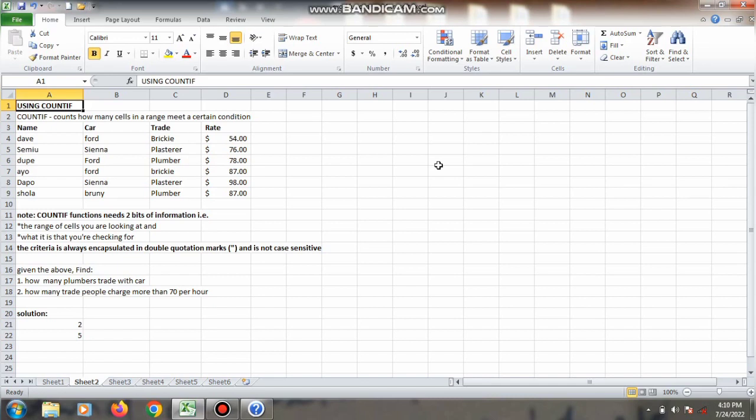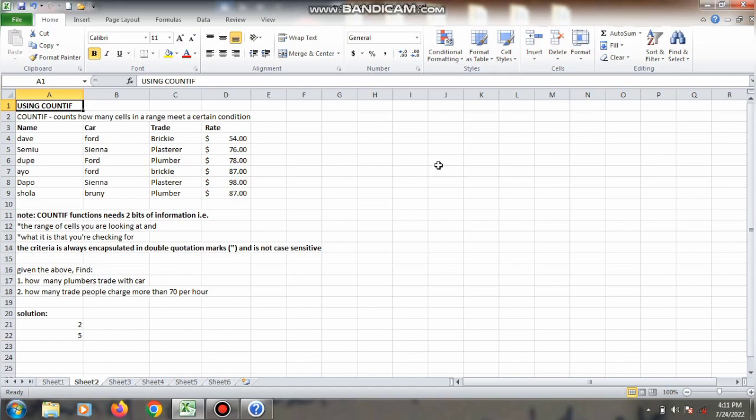Now I have my data here in front of me. I have the name of people that drive a car, the car they are driving, the trade that they were doing, and the rate per hour. We want to use our COUNTIF to do one or two things on it. COUNTIF needs two bits of information: the range of cells you are looking at, and what it is that you are checking for. Those are the two pieces of information you need to give Excel.